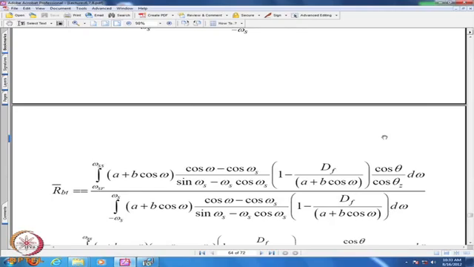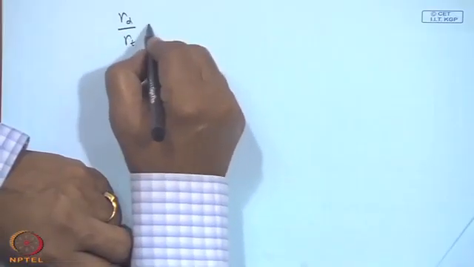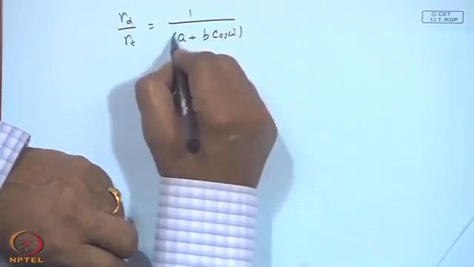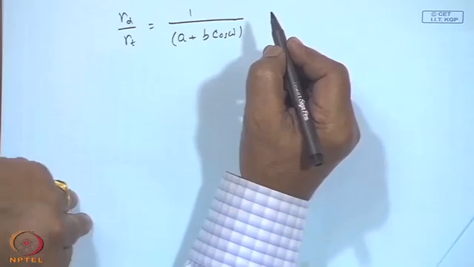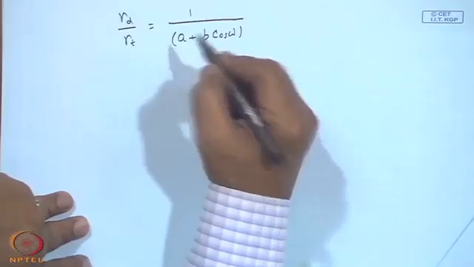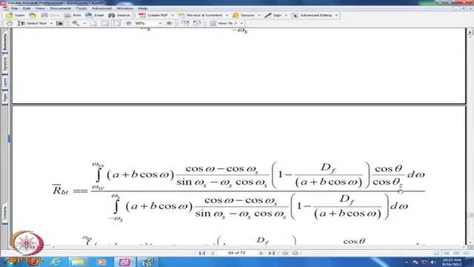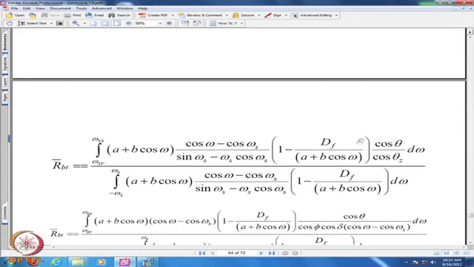r d by r t, that is r d by r t is nothing but 1 upon a plus b cos omega. Here a and b are the two constants in the Collares-Pereira and Rabl correlation for r t, which have been expressed in terms of omega s, multiplied by my r b, which is cosine theta upon cos theta z, d omega. So, the similar thing in the denominator, except this cos theta by cos theta z is not there.